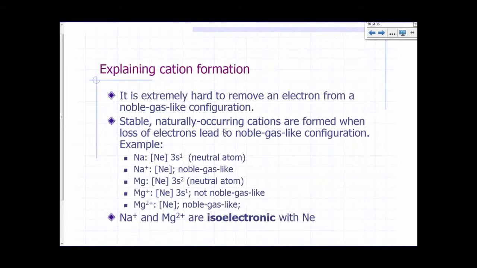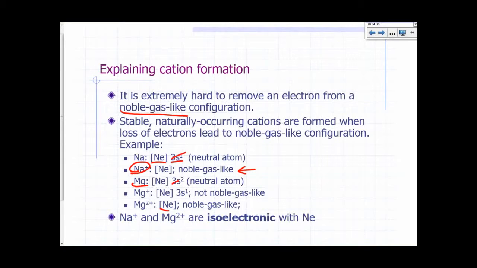Let's take a look at how we can explain cation formation. The way to explain this is once you've removed enough electrons so you're left with a noble gas-like configuration, it becomes extremely hard to remove the next electron. For example, sodium has a neon core 3s1. Once you've taken that one electron out, so you now have a sodium ion with a noble gas-like configuration, the next electron is going to be much, much harder to remove. Similarly for magnesium, after you've taken out the two electrons, the next electron becomes extremely hard to remove.